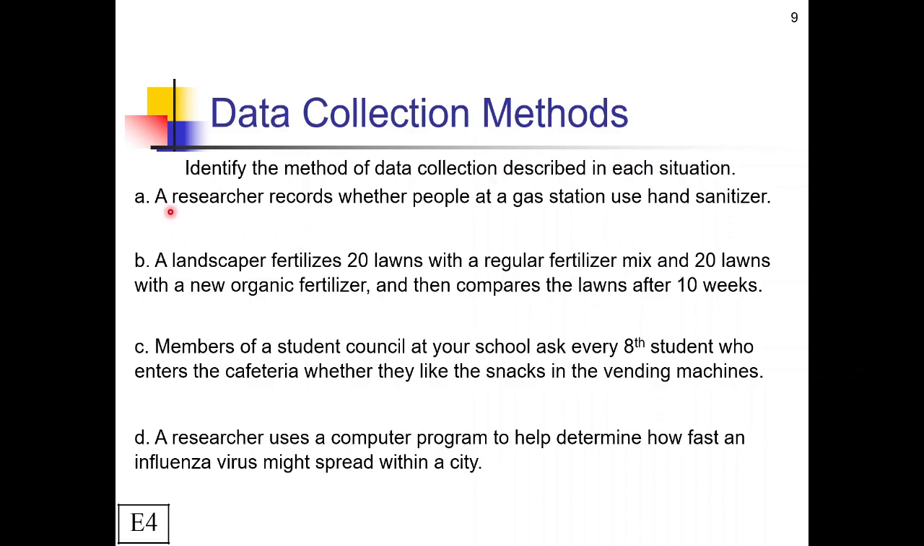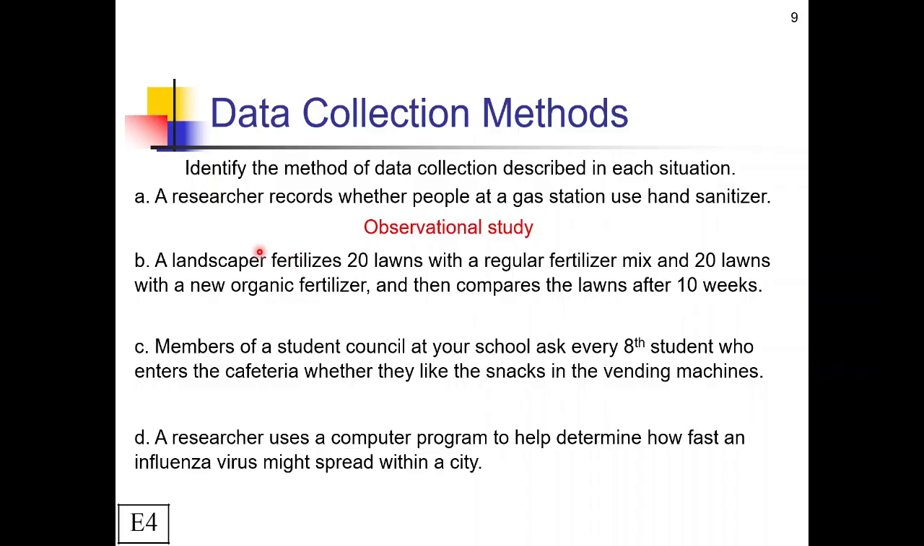Looking at situation A, a researcher records whether people at a gas station use hand sanitizer. Okay, well, we're not forcing the people to use hand sanitizer, so it's not an experiment. There's no simulation involved here, and this could be a survey. You could be asking the people, but it doesn't mention whether we're actually asking them. So maybe we're just observing them, because if you ask people, they might not be honest about whether or not they sanitize. They might feel judged. So I'm thinking this is an observational study based on the way this is worded.